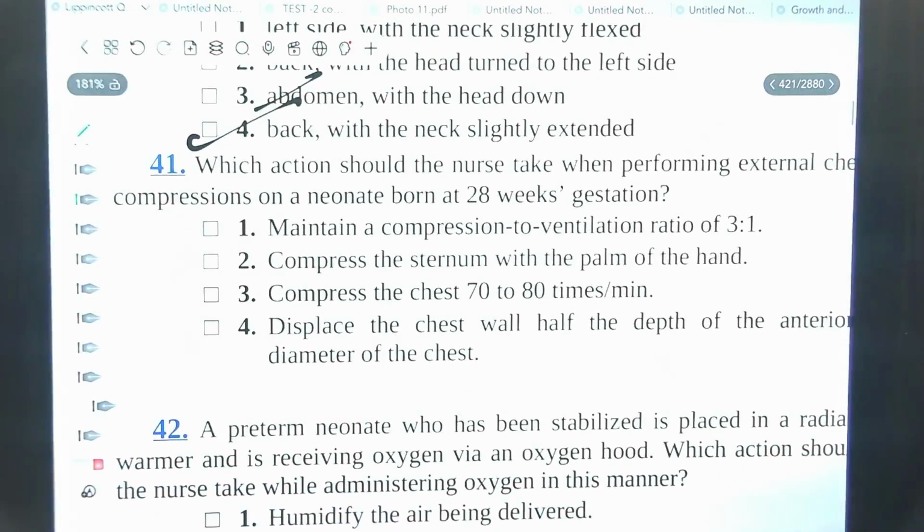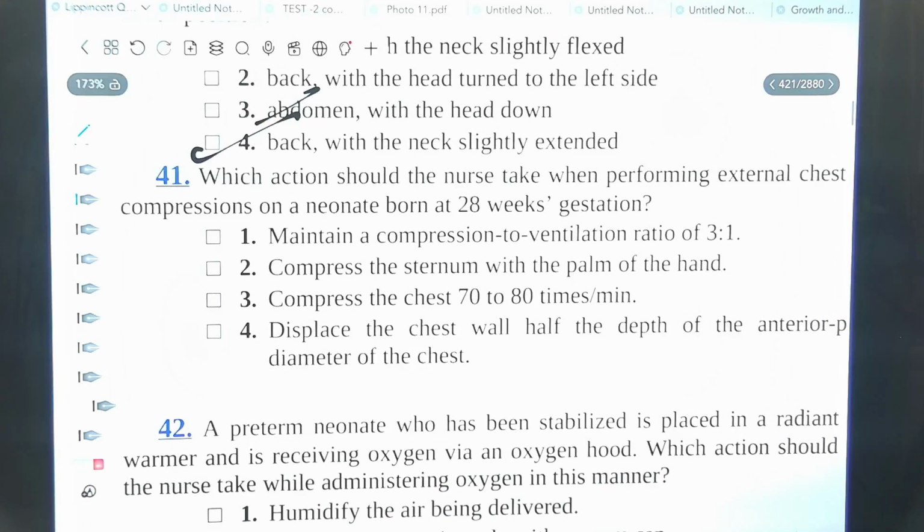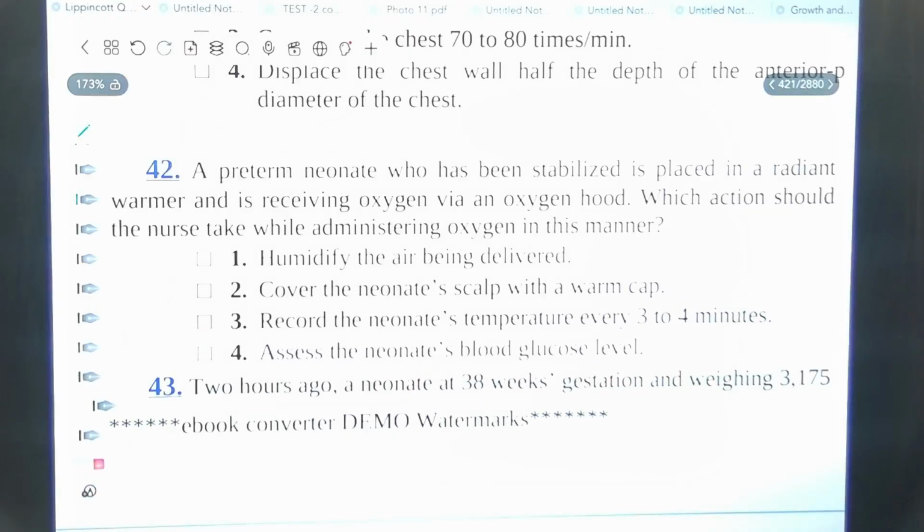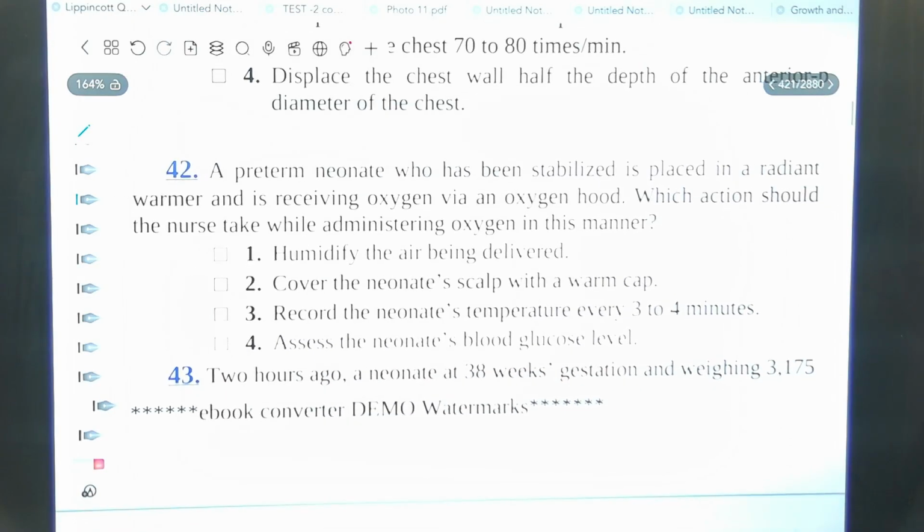Next question. Which action should the nurse take when performing external chest compressions on a neonate born at 28 weeks of gestation? If we talk about CPR, we give the CPR in neonates with our two fingers or a thumb. So we have to maintain a compression to ventilation ratio, that is 3:1. Along with compression we also have to give ventilation and oxygenation so that the lungs can expand.